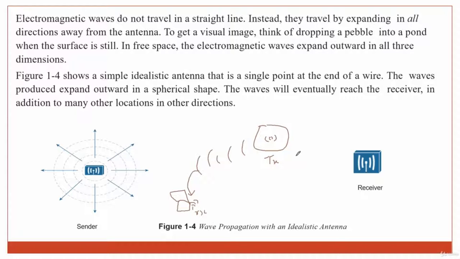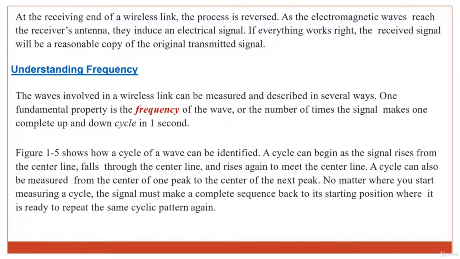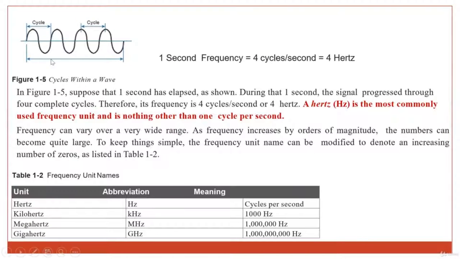Later on we'll study antennas and all, and we'll see the use case of the direction of sending the frequencies or the wavelength or the signals. Okay, so you have a sender, you have a receiver. All right, then what is frequency? Frequency is the up and down cycle in 1 second.